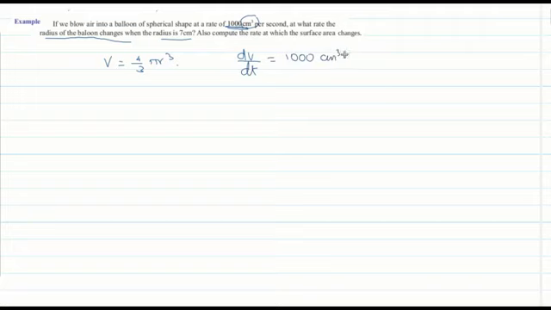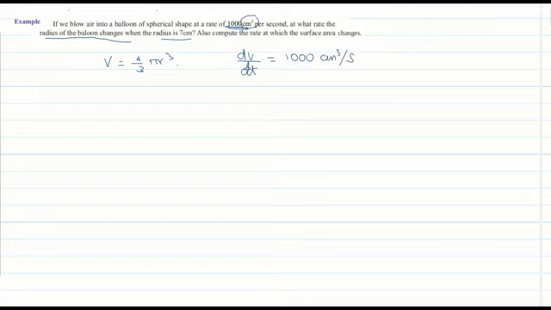Let us see one example. If we blow air into a balloon of spherical shape at the rate of 1000 centimeter cube per second, it says that the volume is changing when you blow air into the balloon. At what rate does the radius of the balloon change when the radius is 7 centimeters? This was the question. The volume of the balloon we can write as 4 by 3 pi r cube. But what is given in the question? dv by dt is given as 1000 centimeter cube per second.